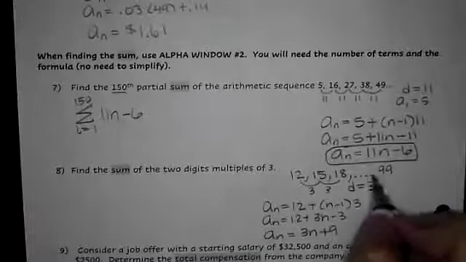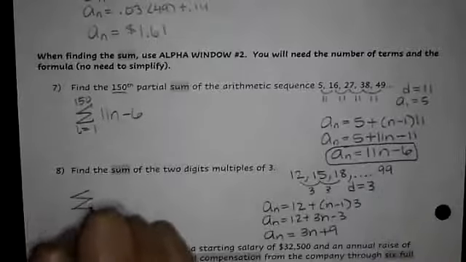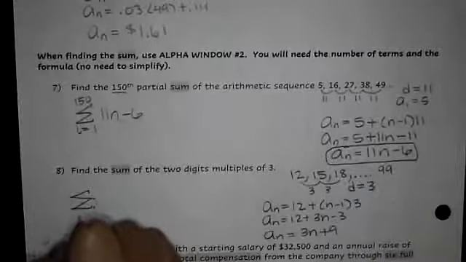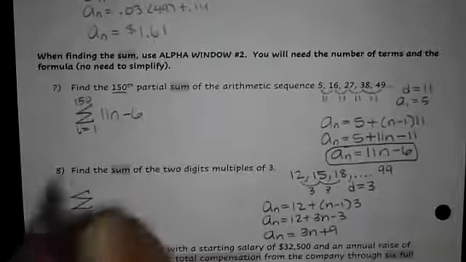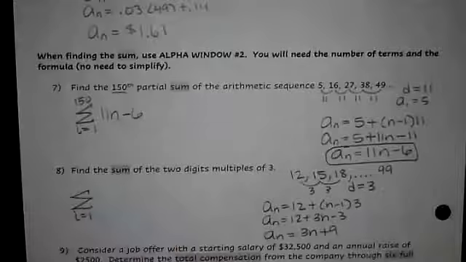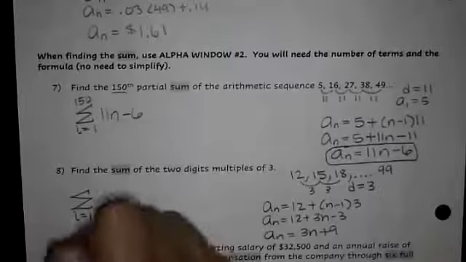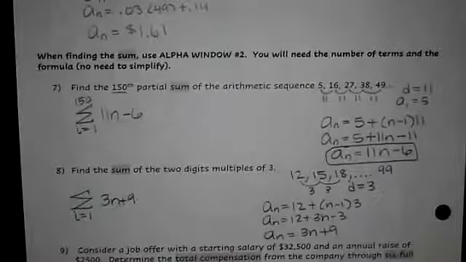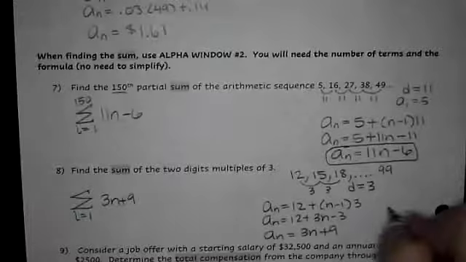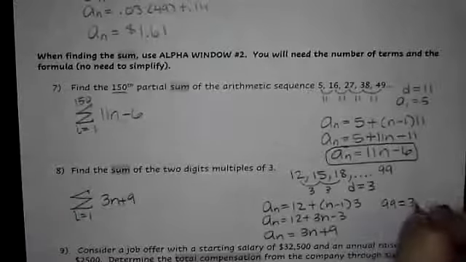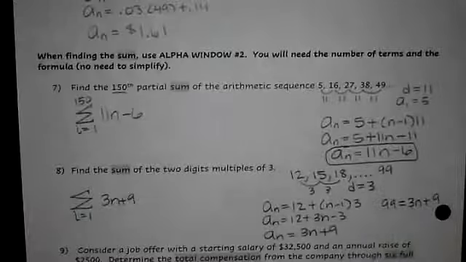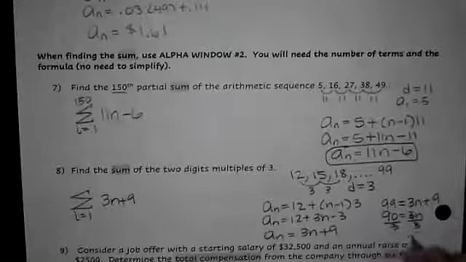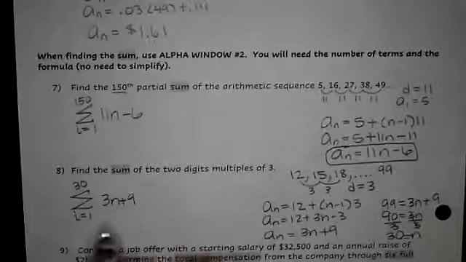Now to figure out what term number this is, because remember when we write the sum, we need our starting and we also need our ending point. So I need to know how many terms are in this sequence so that I can write that here. And then my formula goes in the front. So I set my 99 equal to 3n plus 9. I subtract the 9 and divide by 3. So there are 30 terms in that sequence, so we would put 30 here.